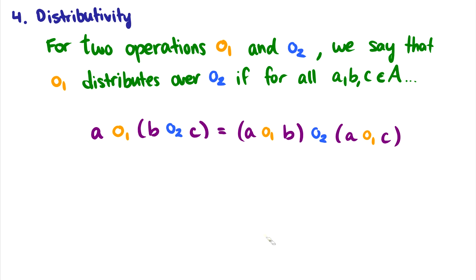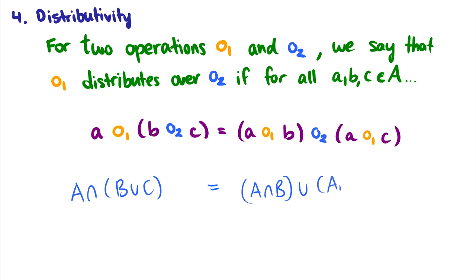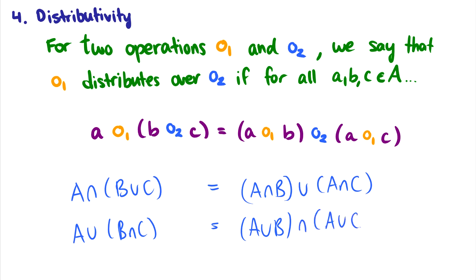Well, if I recall, if we have A intersection B union C, this is just equal to A intersection B union A intersection C. And we've seen this before, so we can say that intersection is distributive over union. And similarly, if we do A union B intersection C, this is also equivalent to A union B intersection A union C. So in this case, union is distributive over intersection. So we have operation 1 distributive over operation 2, and operation 2 distributive over operation 1.